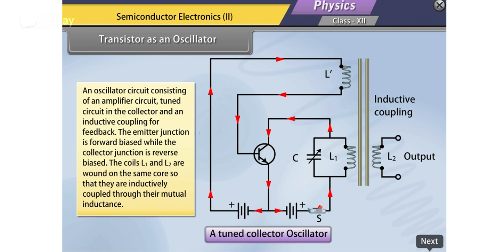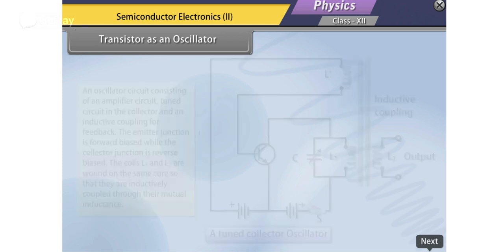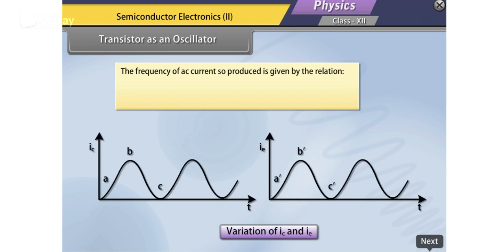Consequently, a voltage is induced in coil L, which charges the capacitor C with such a polarity as to support the forward bias of the base emitter circuit. On reaching saturation, collector current stops varying. Hence, induced EMF in coil L vanishes. The frequency of AC current so produced is given by the relation f equals 1 upon 2 pi multiplied by 1 upon square root of LC.